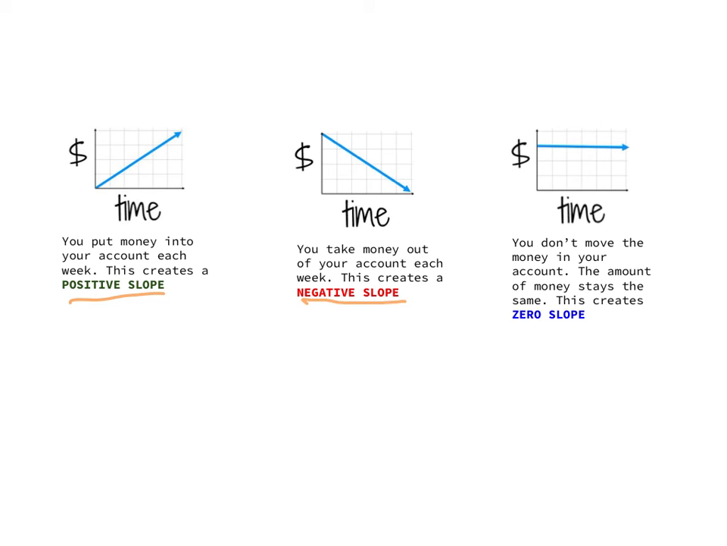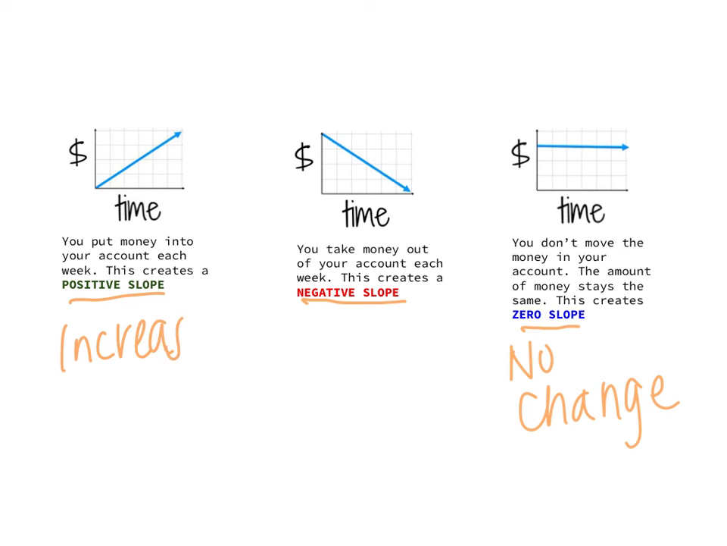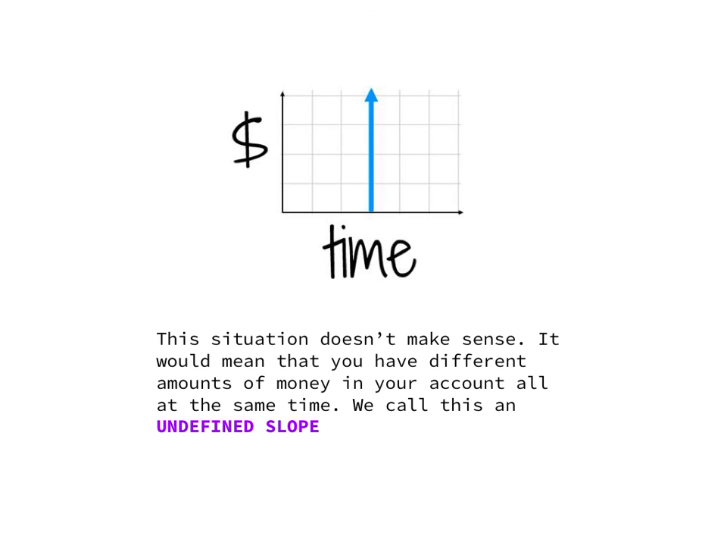And then if you think about it in money and time, you don't move the money in your account. The money just stays there. You don't add it. That is 0 slope. There's no change. You're not spending it. You're not putting money in. No change. So increasing is positive, decreasing negative, and no change, 0.